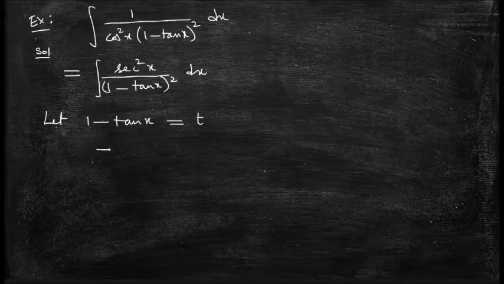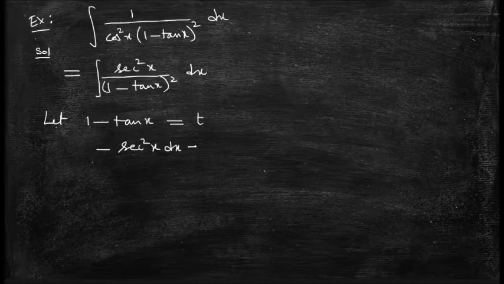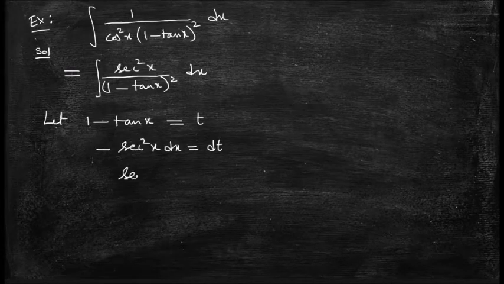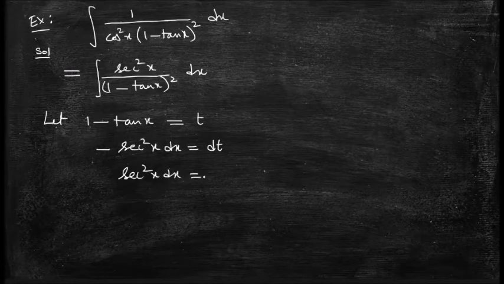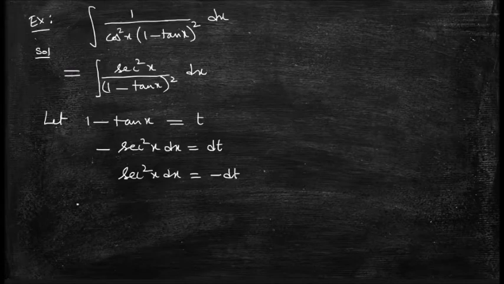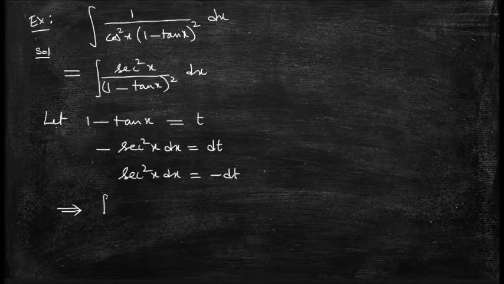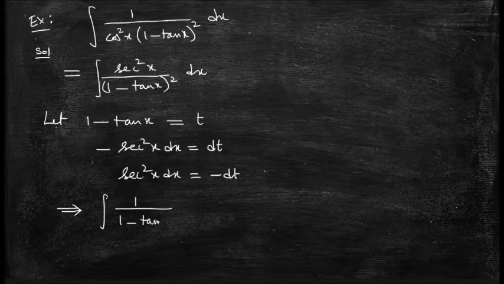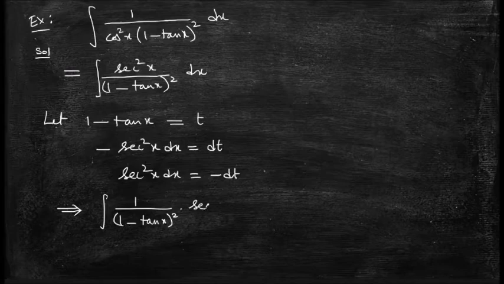So on differentiation, tan x differentiation is secant square x dx is equal to dt. So we want secant square x only, secant square x dx is equal to minus dt. It's a direct structure which I am able to look at. So when I separate that and write for your understanding, I can write it as 1 by (1 minus tan x) whole square into secant square x dx.